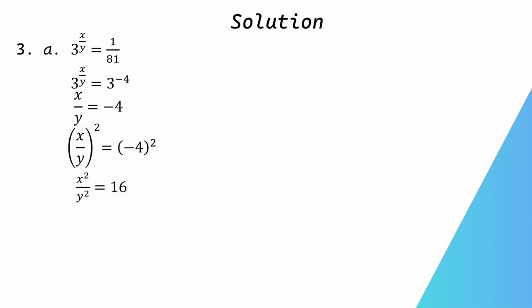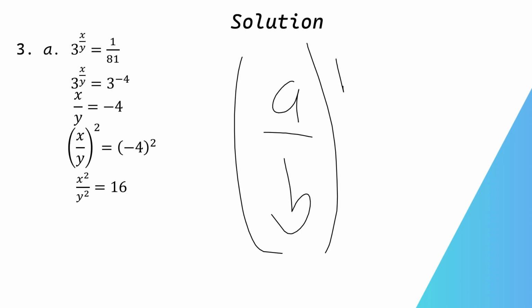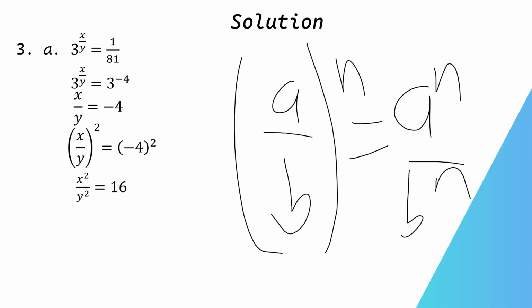And we know that a over b to the exponent n equals what? A to the exponent n over b to the exponent n. So x on y all squared equals 16, meaning that x squared to y squared equals 16. So the ratio is what? 16 to 1. Simple. We are done with this one. Now let's look at 3b.